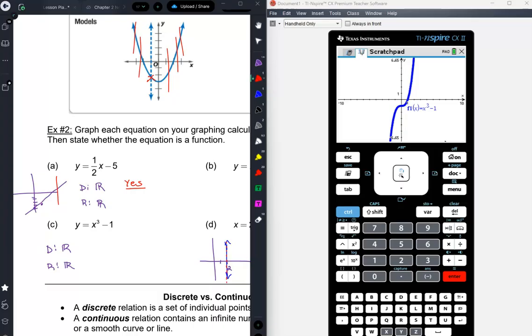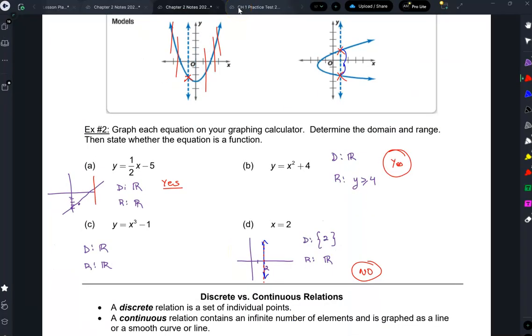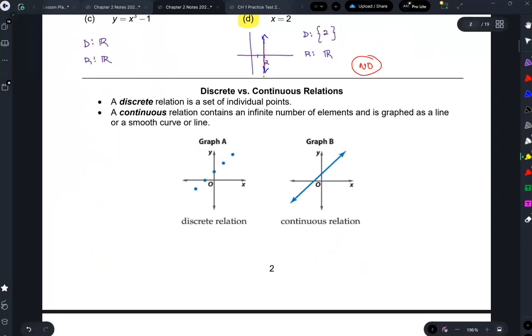Now look, listen, this is important. Your quiz on Thursday will be no calculator, which means ones like this and like this, you know how to do them without a calculator. If I give you ones like the other ones, I will give you the picture of the graph. Okay? Now, discrete versus continuous relations.